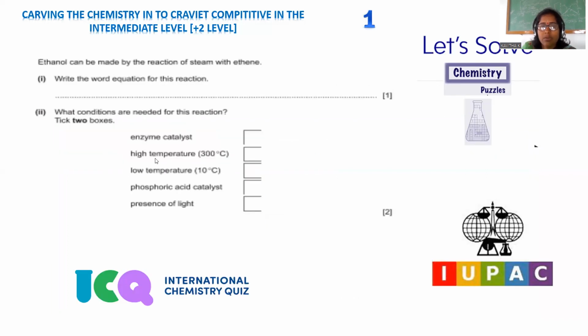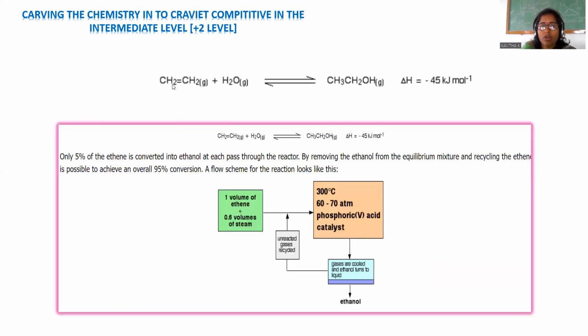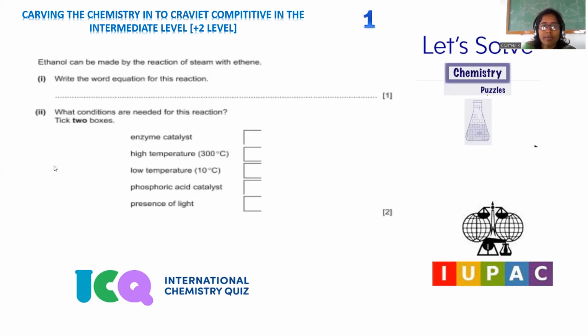So here the right answers will be high temperature and phosphoric acid catalyst, and only these two come in this synthesis of ethanol. In order to synthesize ethanol, ethene is treated with steam at 300 degrees centigrade temperature and 60 to 70 atmospheric pressure is applied, and ethanol formation is possible, right? So phosphoric acid is used as the catalyst in this reaction. This is the way we can answer question number 1. The word equation is given, and the characteristic conditions required for the synthesis of ethanol by the addition reaction are also mentioned.